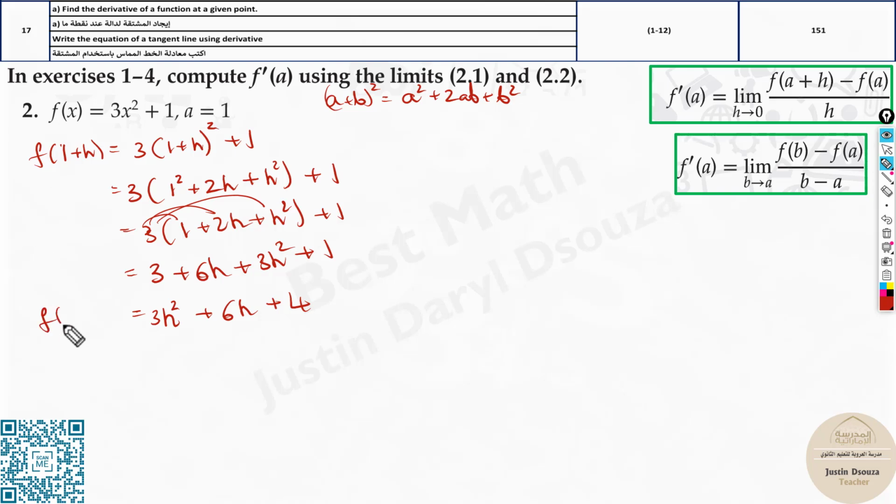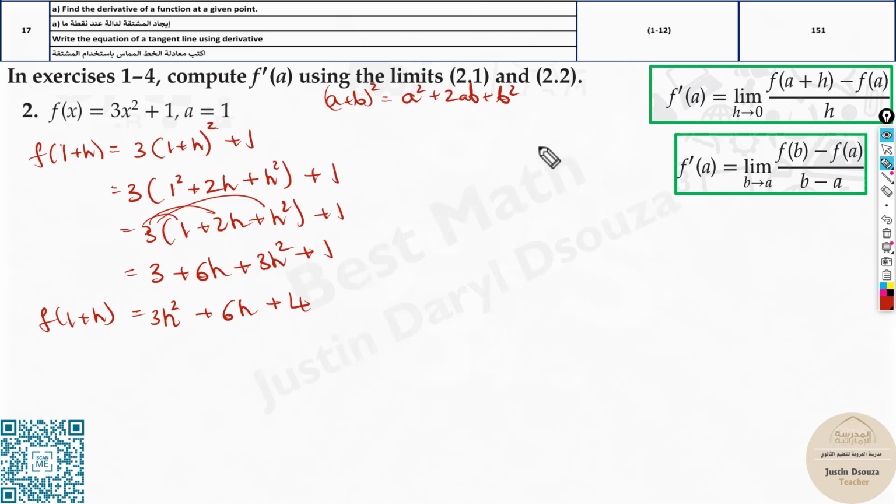So this is basically f of 1 plus h. So what happens is we substitute this 1 plus h instead of x, but there it is squared, so this entire thing gets squared, and then we remove the square by using the identity of sum of whole squared. Then we use the identity and simplify, and we got this.